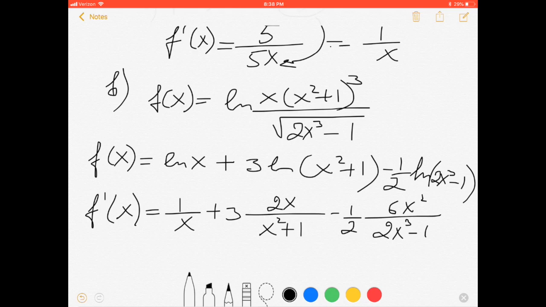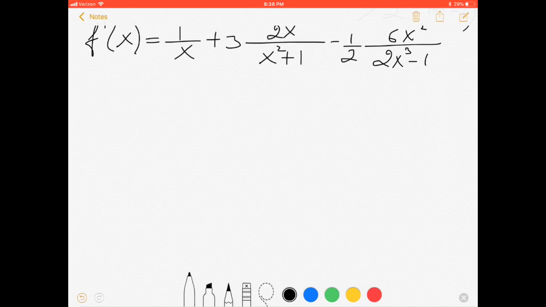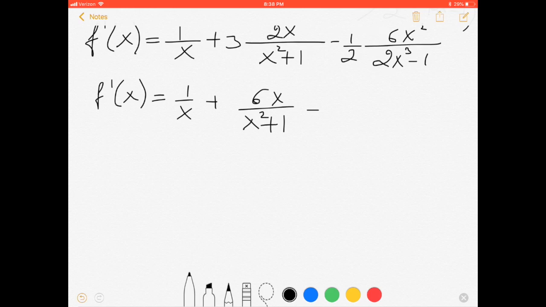A little bit simplified, we have our derivative. It will be 1 over x plus 6x over x squared plus 1 and minus 3x squared over 2x cubed minus 1. I think it's good enough, and we do not spend time simplifying or making it one fraction.